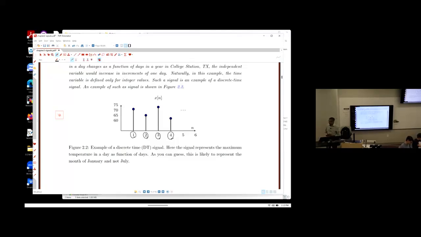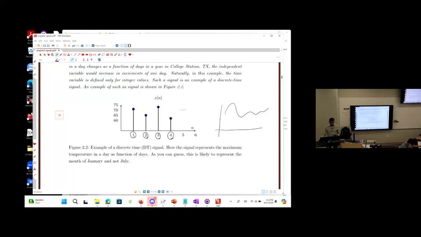Does that make sense? A continuous time signal, on the other hand, you might get a plot like this, right? Because t is changing continuously. For every value of t, there should be some value taken by x of t. Does that make sense?